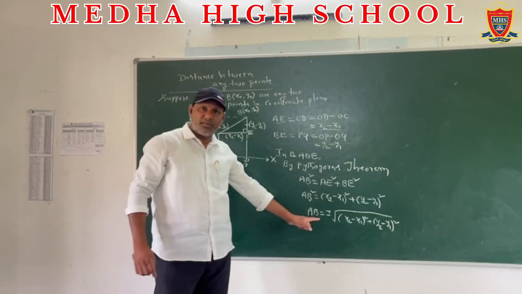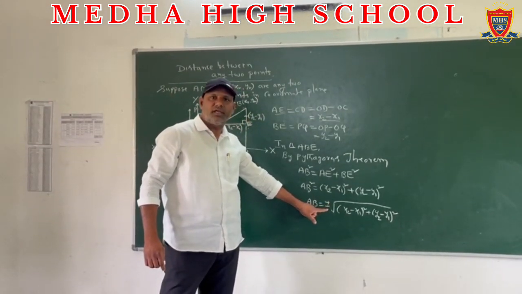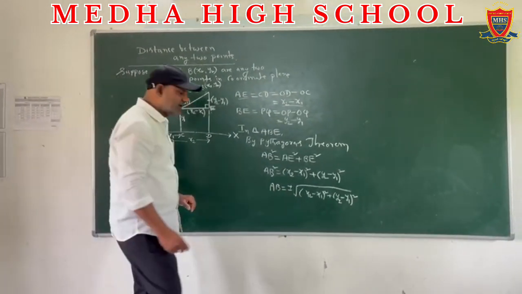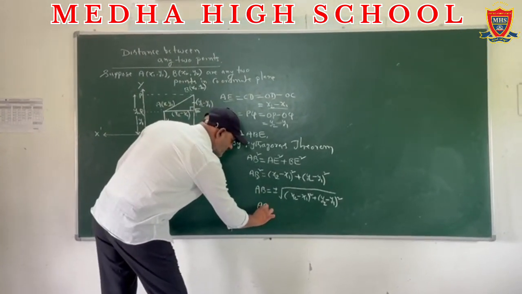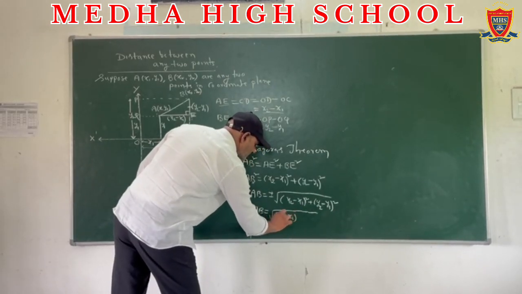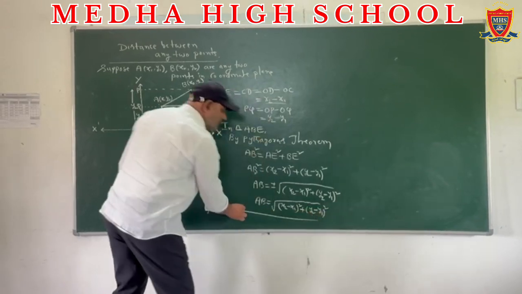But distance cannot be negative. Here we should not take a negative value. So we need to take a positive value. AB equals under root of x2 minus x1 whole square plus y2 minus y1 whole square.